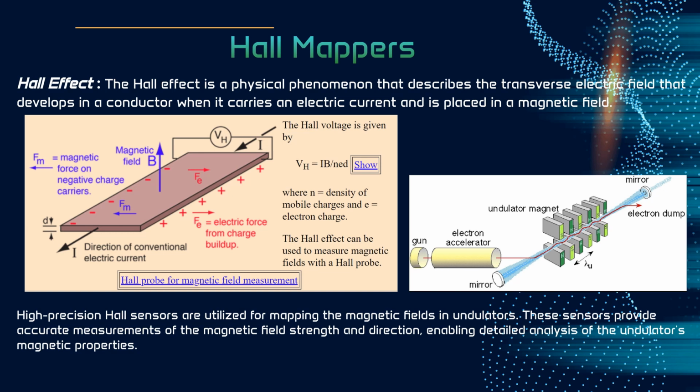The formula for Hall voltage is Vh equals IB upon Ned, where n is the density of electrons, the mobile charges, and e is the electron charge. The Hall effect can be used to measure magnetic fields with a Hall probe. So high precision Hall sensors are utilized for mapping the magnetic fields in undulators. These sensors provide accurate measurements of the magnetic field strength and direction, enabling detailed analysis of undulators' magnetic properties.